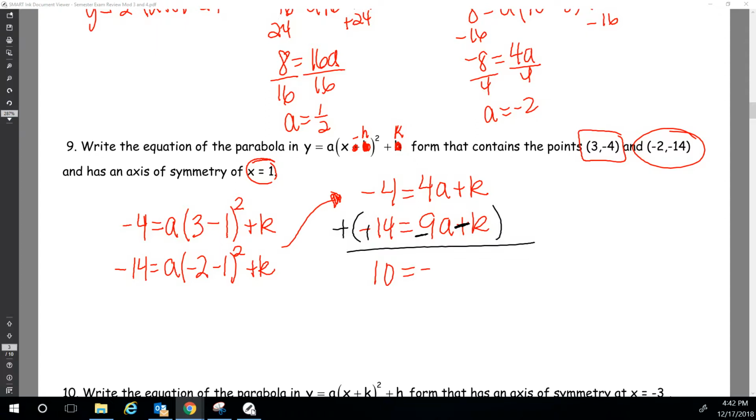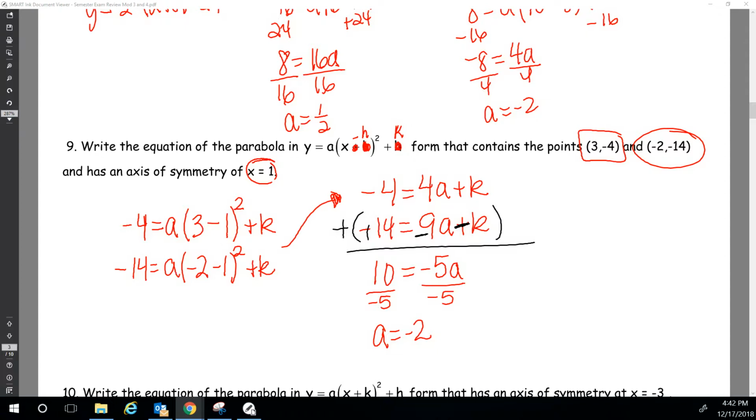-9a plus 4a would be -5a, and then the k minus k gets eliminated. So I used the elimination method, got rid of k, now I can figure out what a is by dividing by -5. 10 divided by -5, we know a is -2.